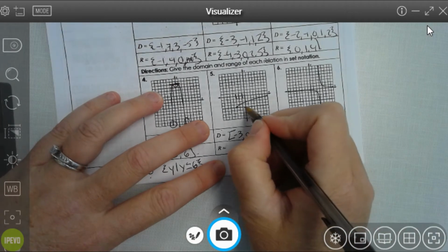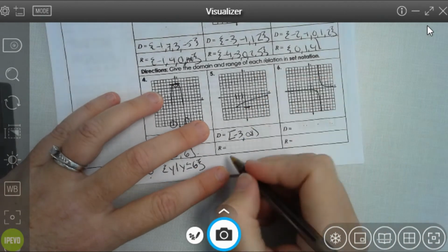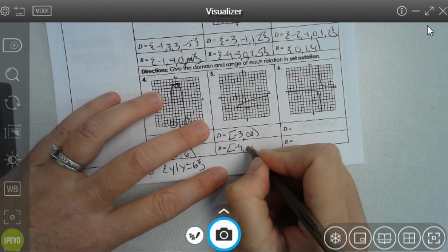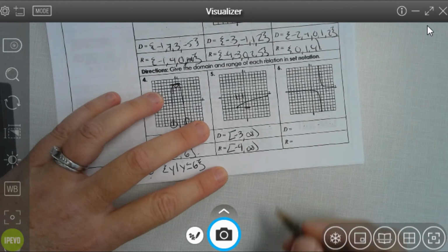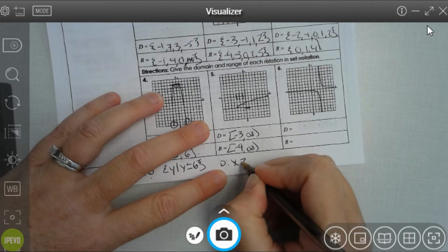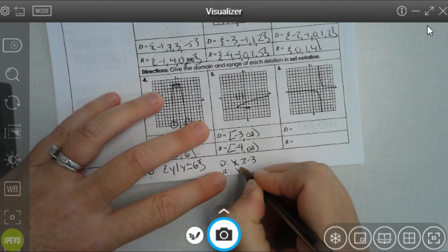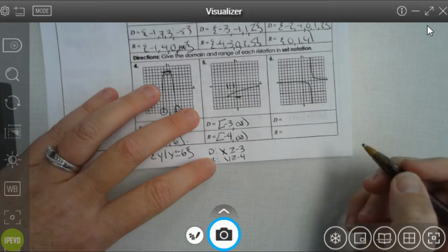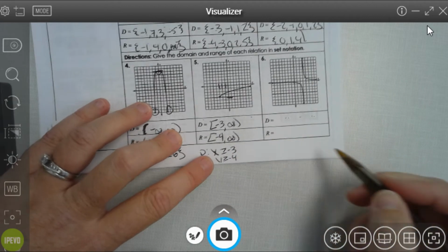And then my y values down here start at -4 and go up. So we start at -4 and then we get to infinity for that one. The domain is also the same thing as saying that x is greater than or equal to -3 and the range is y is greater than or equal to -4.